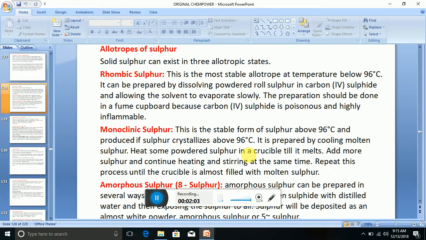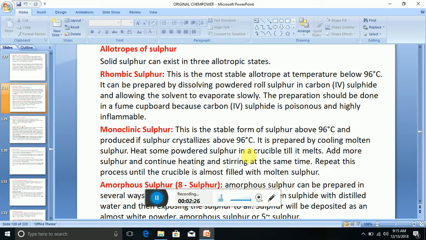Now, monoclinic sulfur. This is the stable form of sulfur above 96 degrees Celsius and is produced if sulfur crystallizes above 96 degrees Celsius. It is prepared by cooling molten sulfur.